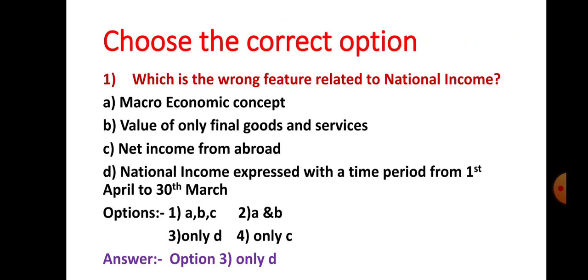Macroeconomic concept is a right feature. Value of only final goods and services is also a correct feature of national income. Net income from abroad is also a correct feature of national income. National income expressed with a time period from 1st April to 30th March is a wrong feature related to national income. How is it wrong? Here they have given the period from 1st April to 30th March, but there should be 31st March. That's why this feature is wrong.